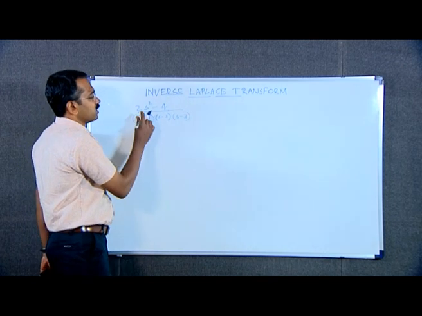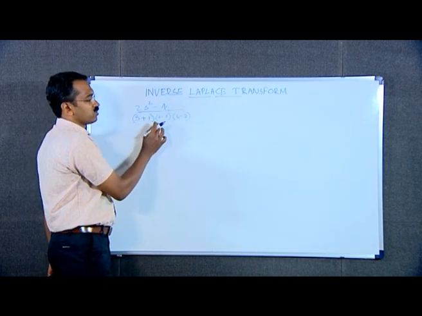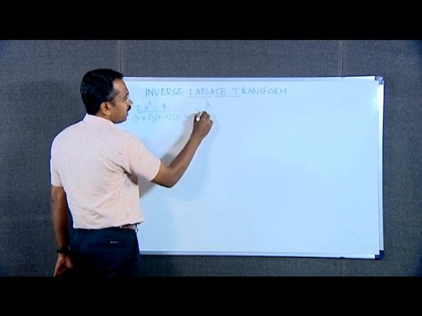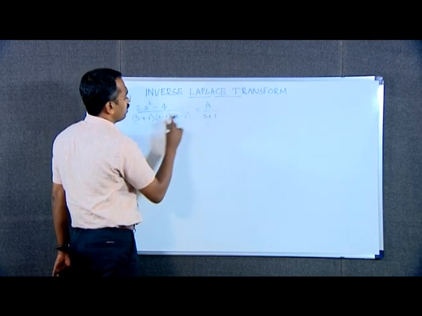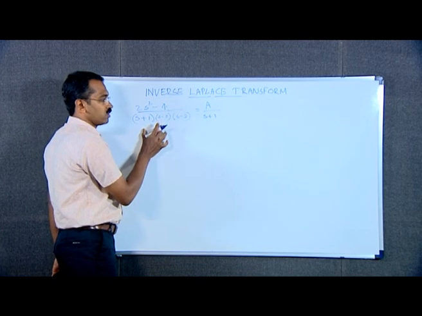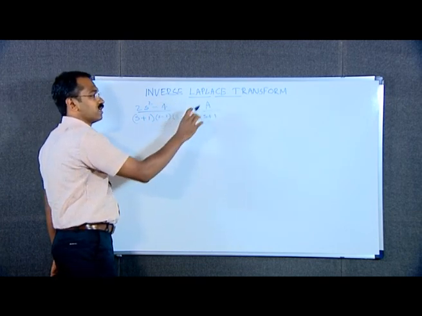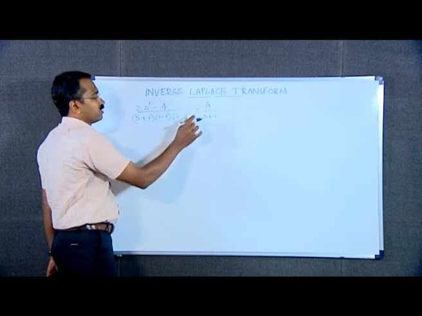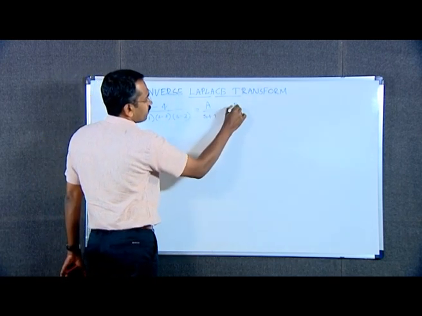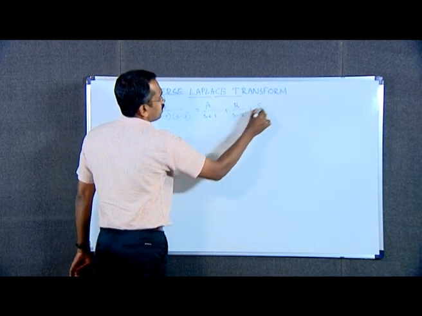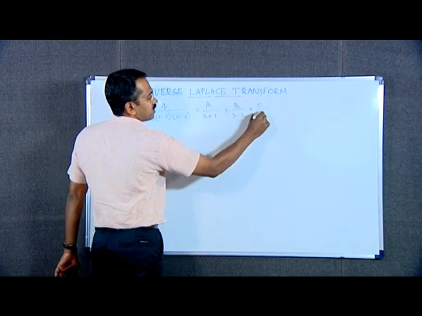Let the given function 2s square minus 4 divided by s plus 1 into s minus 2 into s minus 3 be equal to a divided by s plus 1. Here all are linear factors. Therefore, we can write this fraction as a by s plus 1 plus b by s minus 2 plus c by s minus 3.